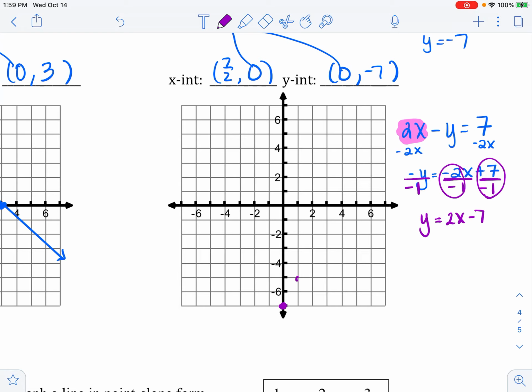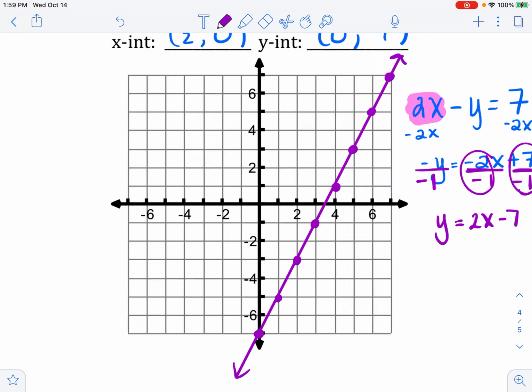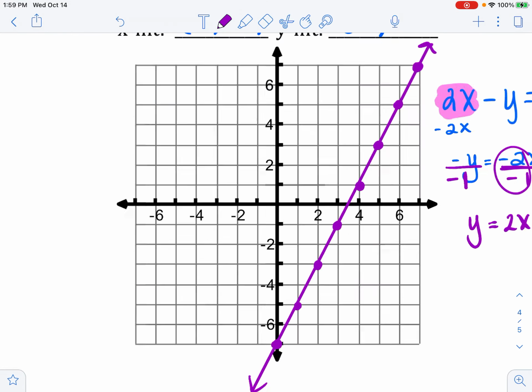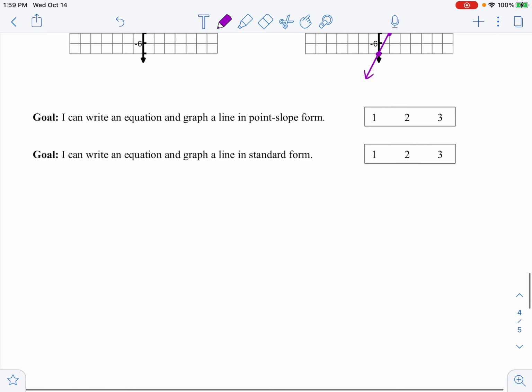So I have a y-intercept of negative 7, and then a slope of 2, up 2 over 1, and I keep going, up 2 over 1 each time. So you can see that you do hit the y-intercept of 0, negative 7. And if you look closely, you will then realize that you're going through 3.5 comma 0.